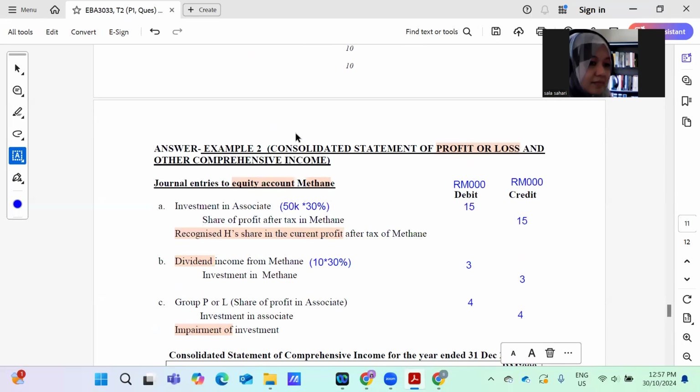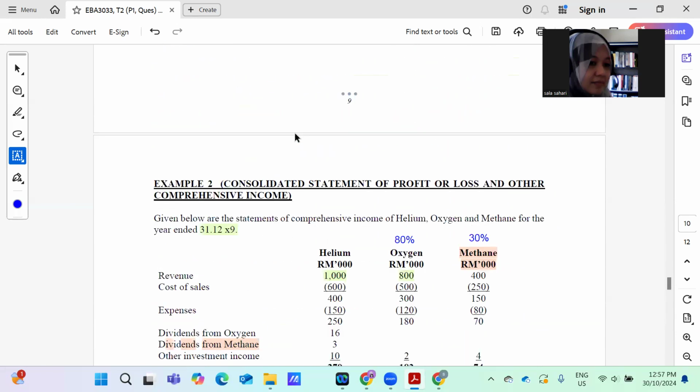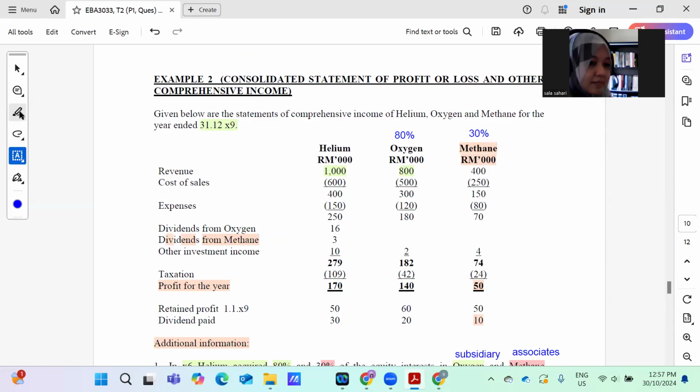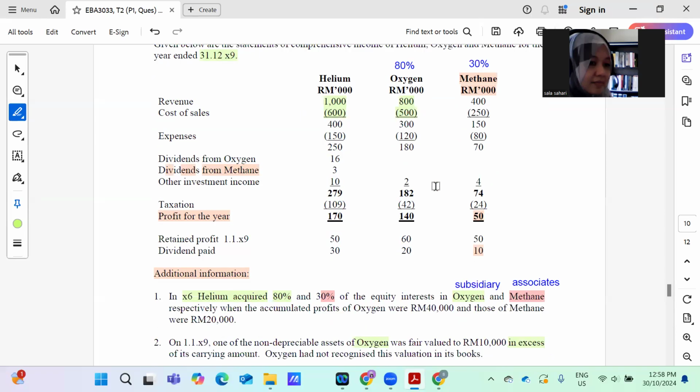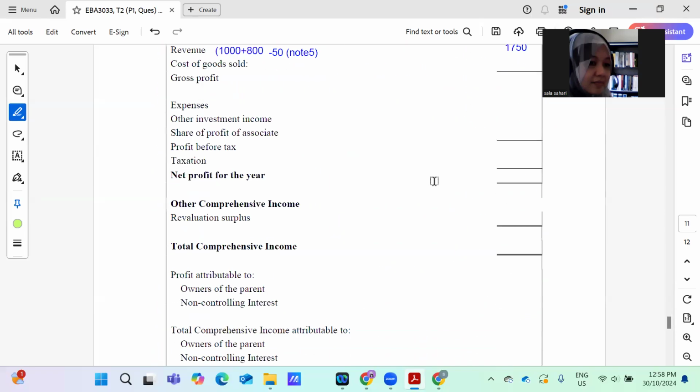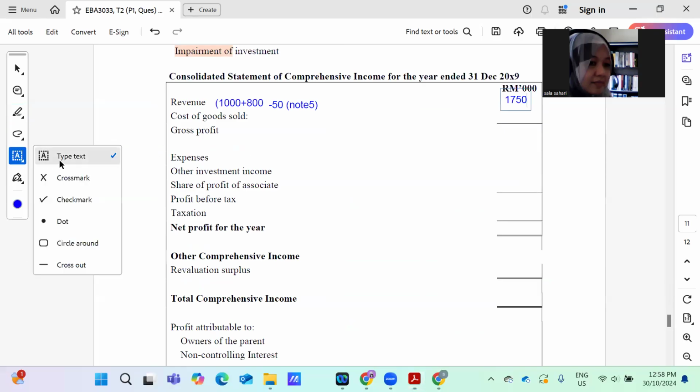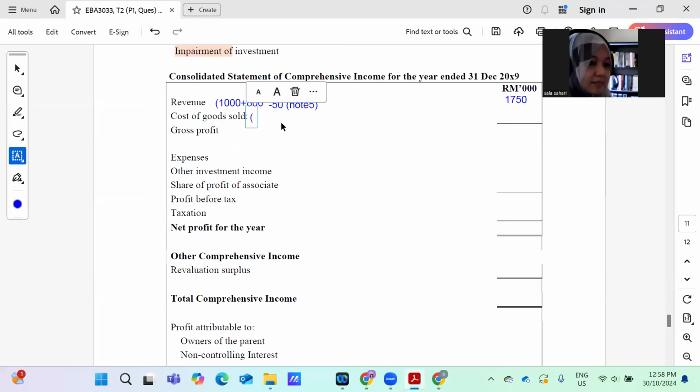Cost of goods sold, we just take the same figures from cost of goods sold up here, which is 600 plus 500. Only H plus subsidiary only. 600 plus 500. But remember just now we also have note 5, which is the cost from the purchase of intercompany transaction just now. The note 5, the same.